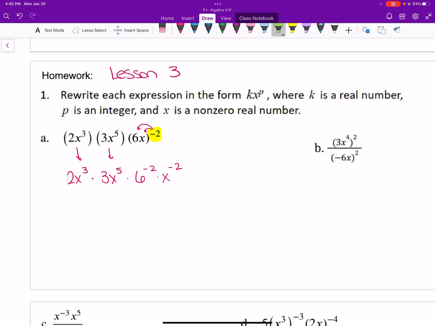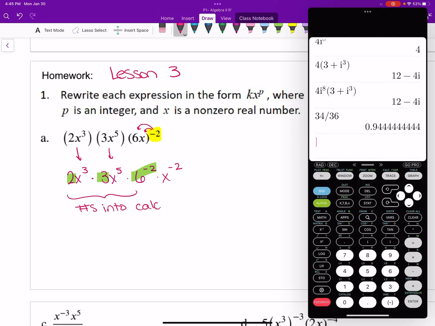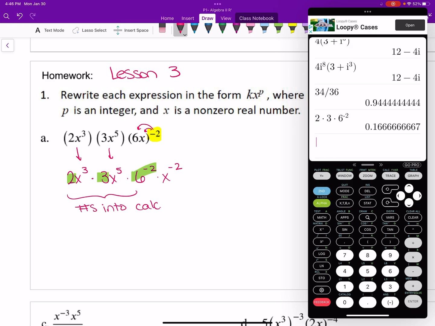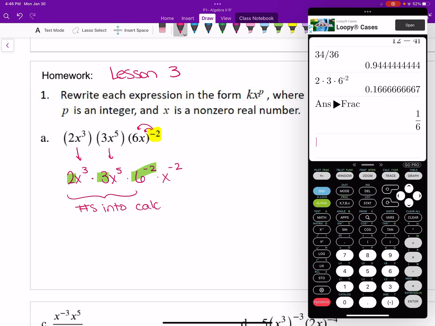From here, all the numbers I would type into my calculator. So on my calculator, I would type in 2 times 3 times 6 to the -2. And when you get the decimal, math enter, enter, and we're going to make it a fraction, 1/6.